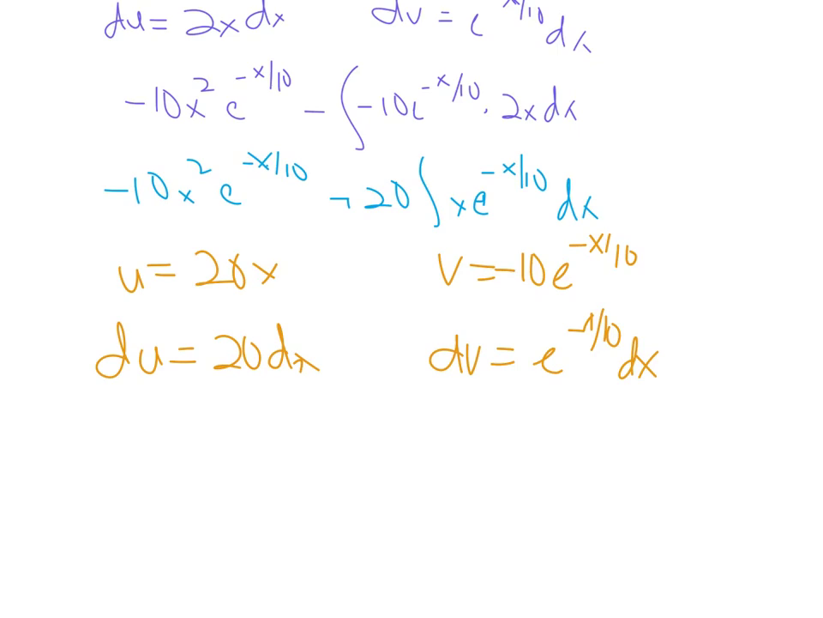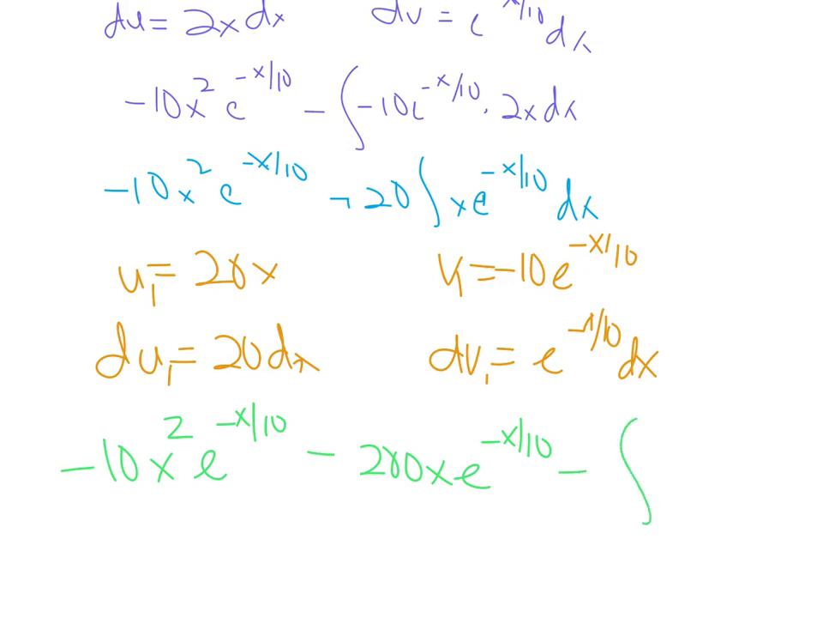So let's carry things down, and if you want to, you could call these u1 and v1 so you don't get confused. And let's carry down what we had. So we had negative 10x squared e to the negative x over 10. Now we're going to have uv. So uv is minus 200x e to the negative x over 10, minus the integral of v du.